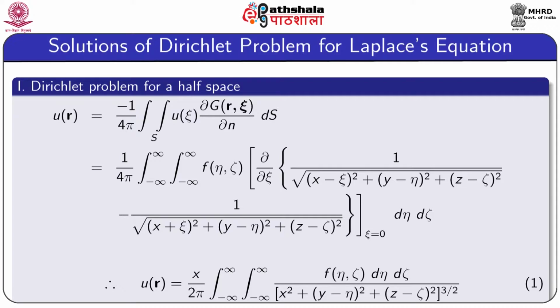So, after simplification the expression for u becomes u equals to x by 2 pi double integration f eta zeta by x square plus y minus eta square plus z minus zeta square whole to the power 3 by 2, which is given by equation number 1. Thus, we can obtain the solution of Laplace equation in half space using the concept of Green's function.